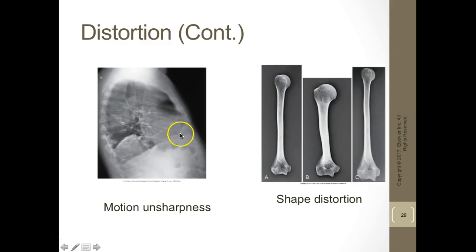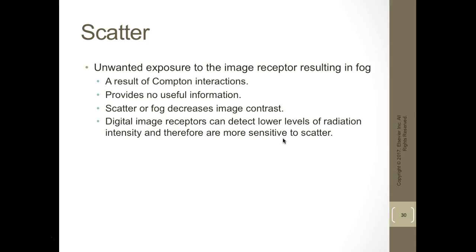So you can see here on the chest x-ray the person is breathing, so you can see motion and sharpness. And this is shape distortion, so you can see here with either the angle of the tube or the angle of the image receptor, we have foreshortening, and here we have elongation. So this is longer than it should be, this is shorter than it should be. This looks like the true representation of the humerus.